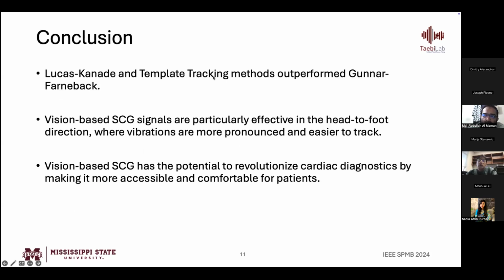So to conclude, here are the key findings of our study. Lucas Kanade and template tracking methods demonstrate superior performance in terms of accuracy and correlation. Vision-based SCG signal is especially effective in the head-to-foot direction, where the vibrations are more pronounced and easier to track. And lastly, this approach offers a promising non-contact alternative for cardiac monitoring, which might be more accessible and comfortable for patients.